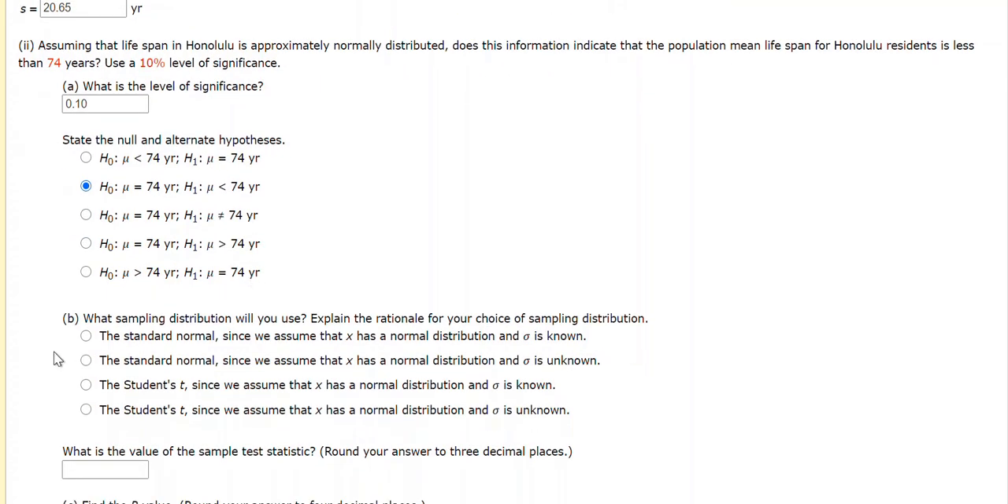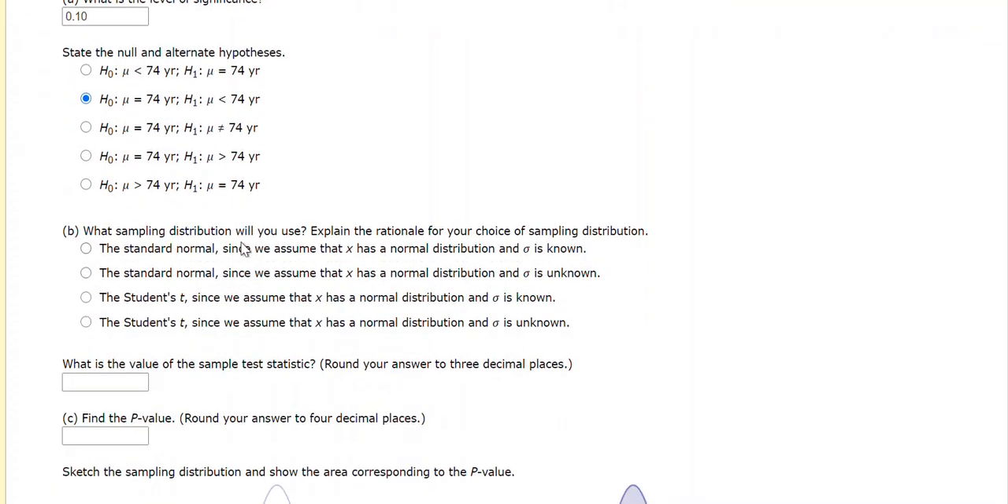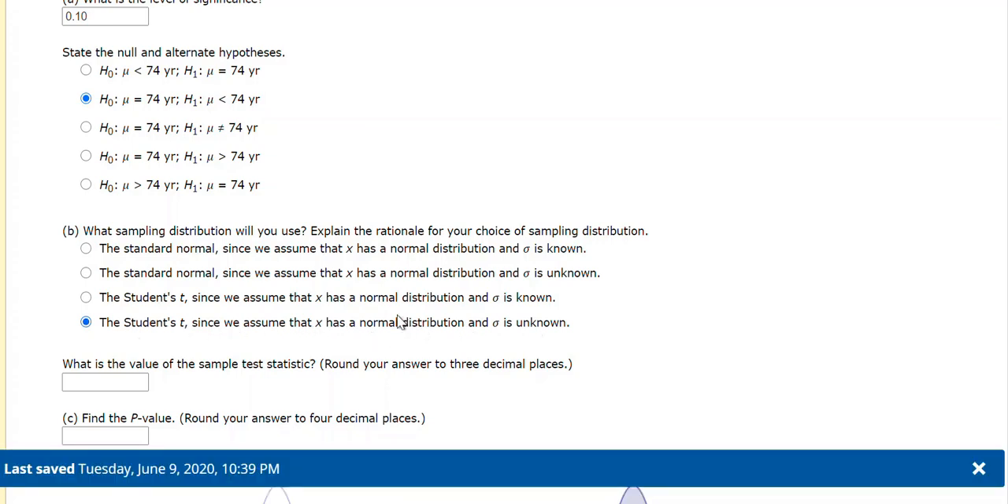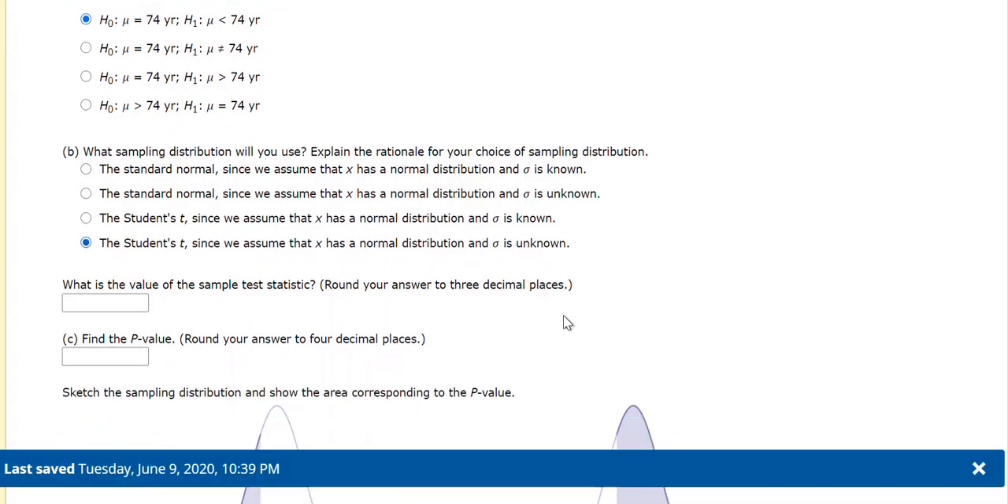All right, so part B, what sampling distribution will we use? Well, we already said we're going to use the student's t, so that's one of these two, and has a normal distribution, approximately normal, and the sigma is known is not correct. The sigma is unknown, right? So sigma is unknown. Student's t, we assume it has a normal distribution, and sigma is unknown.